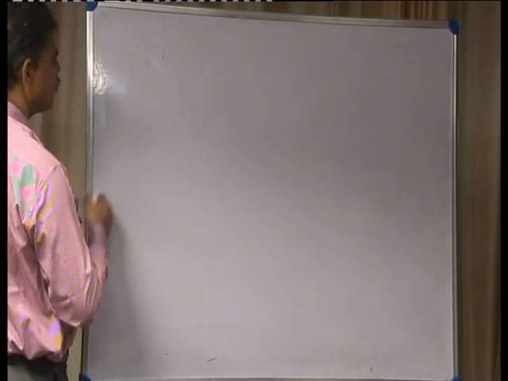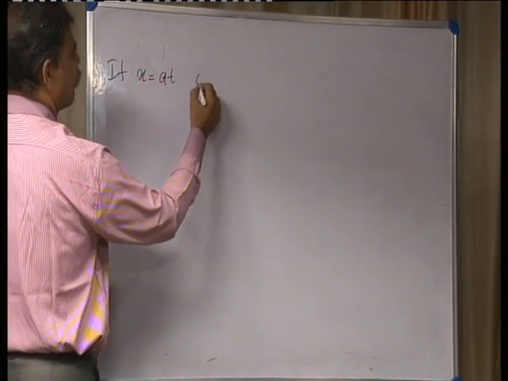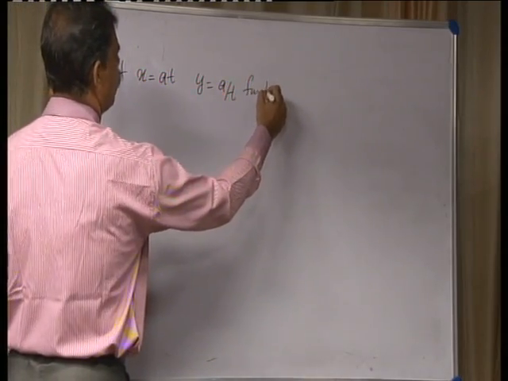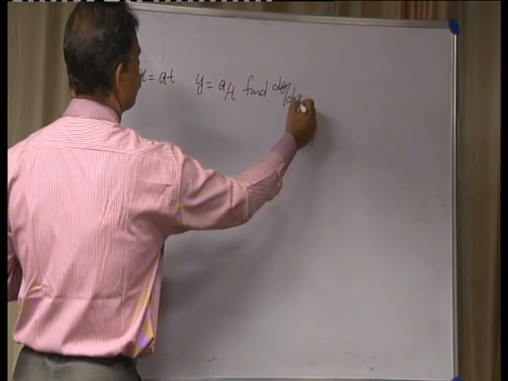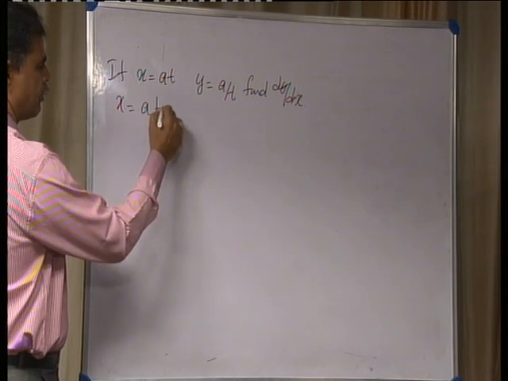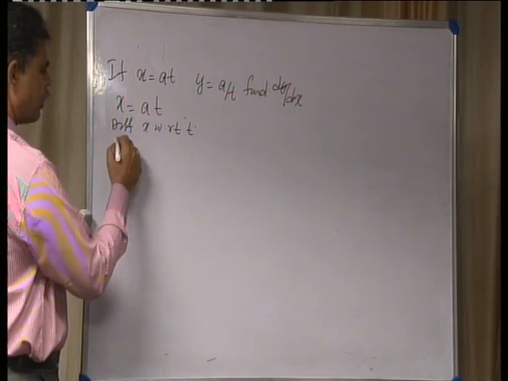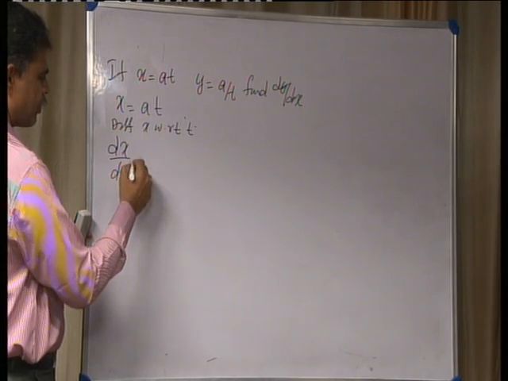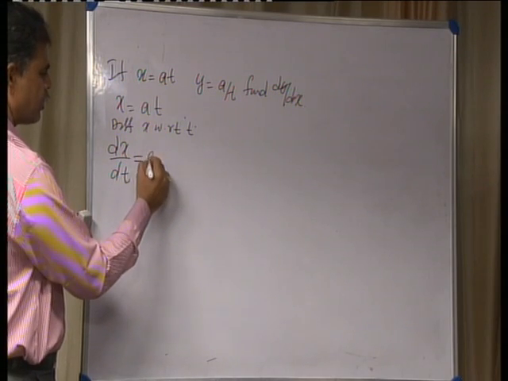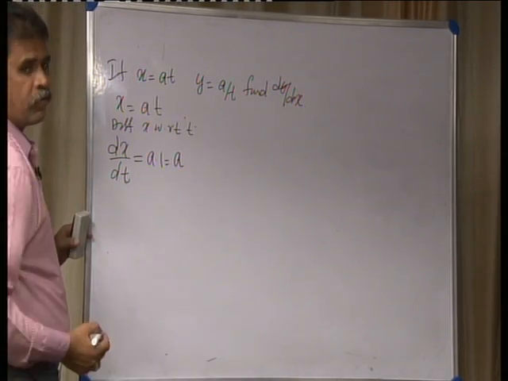The problem may be of this type: if x is equal to a t, y is equal to a by t, find dy by dx. It is a very important problem. What is x? x is equal to a t. Differentiate x with respect to t, then we get what? dx by dt is equal to, a is constant, keep a, differentiation of t is 1, finally it is a only.